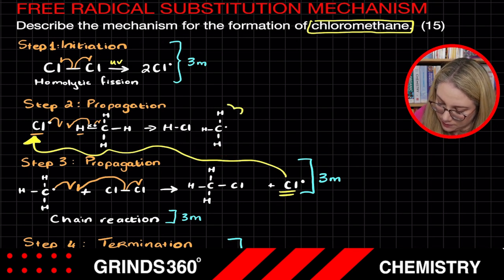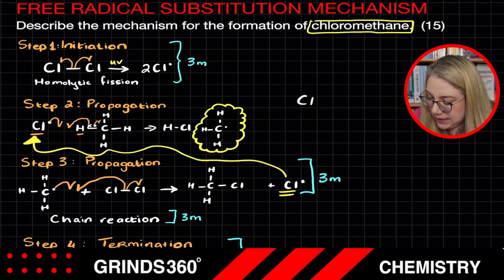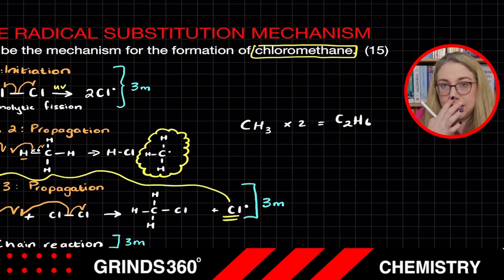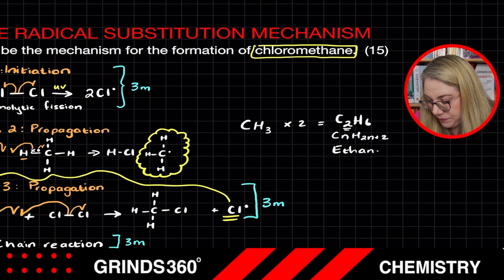Now here, we have a methyl free radical. If you want to figure out what the longer chain hydrocarbon is, you take that and you double it. So that would be CH3 times 2, which will be C2H6. Now, when you double it and form C2H6, you know that that is an alkane because it has the general formula CnH2n+2. And it's 2, so it has to be ethane.